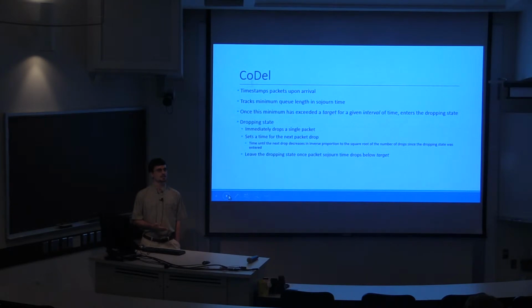Codel works by timestamping every packet as it arrives at the router, and then as the packet is being processed, Codel checks the timestamp and determines its sojourn time, or how long it was in the queue. It keeps track of the minimum sojourn time over certain intervals of time, and when that minimum has exceeded a target value for at least a particular interval of time, it enters its dropping state. And upon doing so, it immediately drops one packet and then sets the time for the next drop.